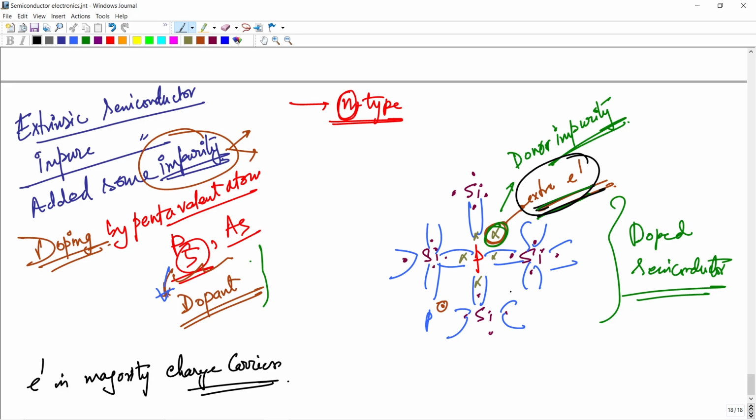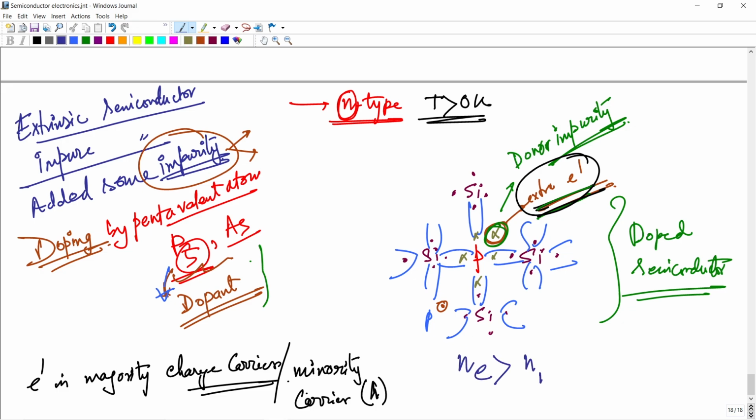And since the temperature is obviously greater than 0 Kelvin, due to thermal agitation some bonds break, and we get some minority charge carriers. Here the minority carrier is the hole. So the majority carrier is the electron and the minority carrier is the hole. The number of electron carriers is greater than the number of hole carriers. That's why this semiconductor is called an N-type semiconductor.